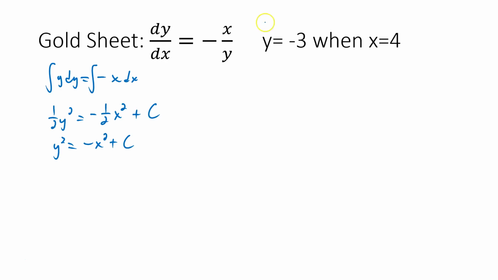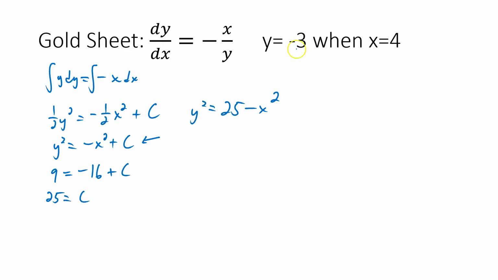And now let's plug in our initial condition. So we have y equals negative 3 when x equals 4. So negative 3 squared is 9, equal to negative 4 squared, which is negative 16, right? Because we square first, then apply the negative, it's order of operations, plus c. So if we add 16 to both sides, it looks like 25 is equal to c. So let's put that in right here. You can put it in any spot that you have a c. So we have y squared is equal to 25 minus x squared.